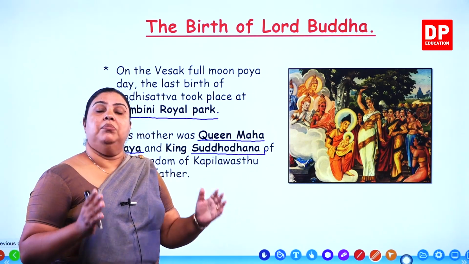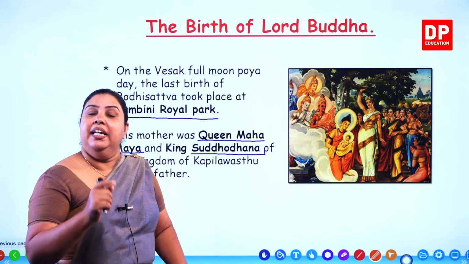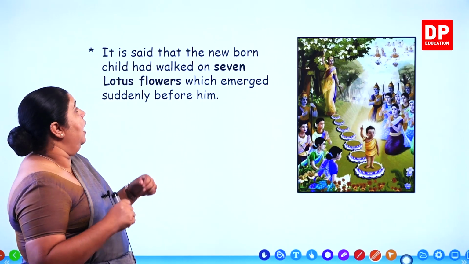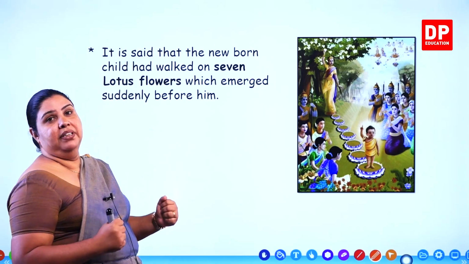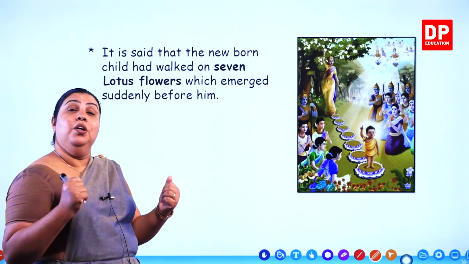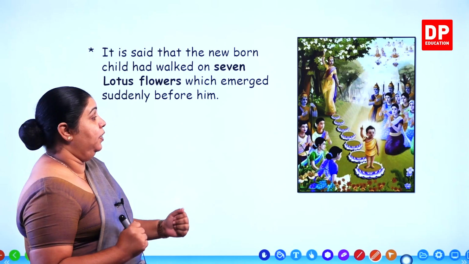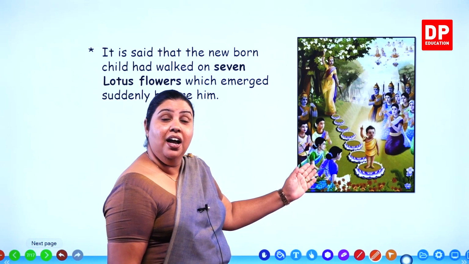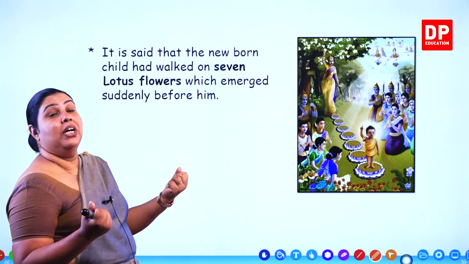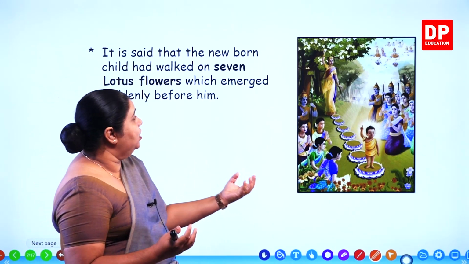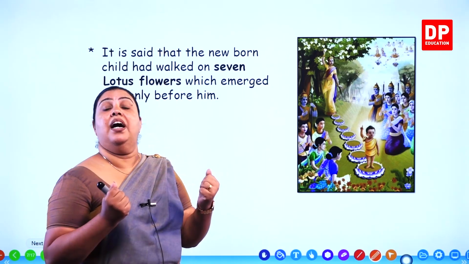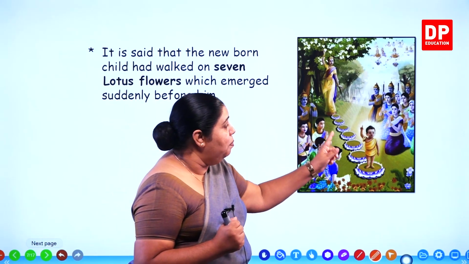And do you know something very, very important happened on that day? Let's see what it is. It is said that the newborn child had walked on 7 lotus flowers which emerged suddenly before him. Now look at this picture. What happened? 7 lotus flowers emerged. It is said that the newborn child had walked on 7 lotus flowers.